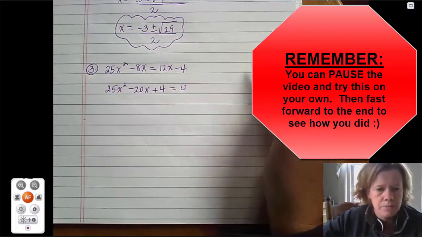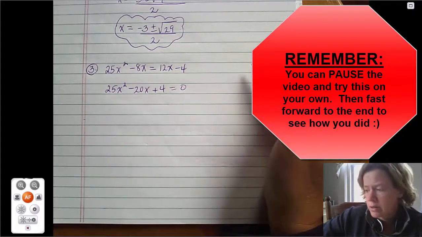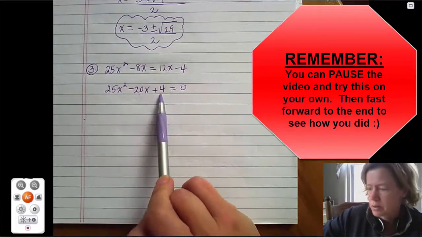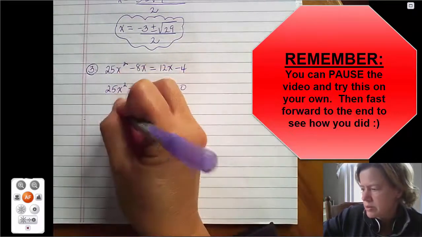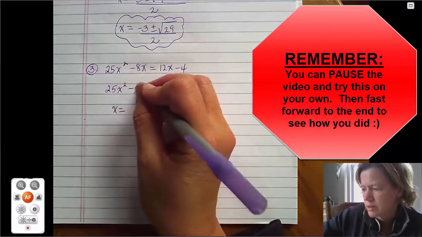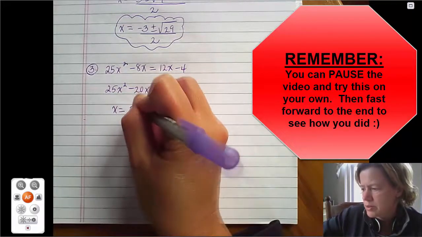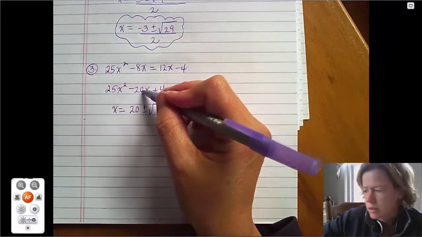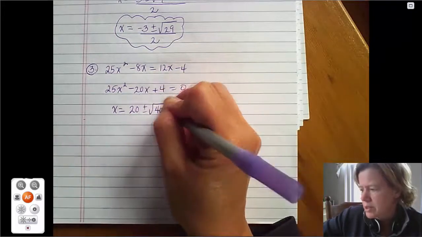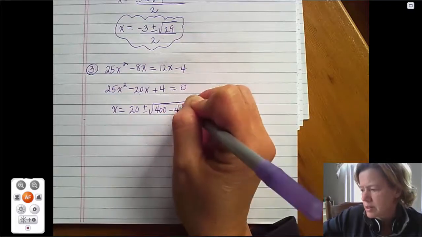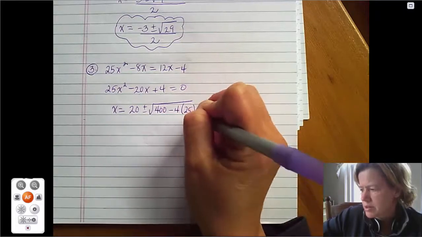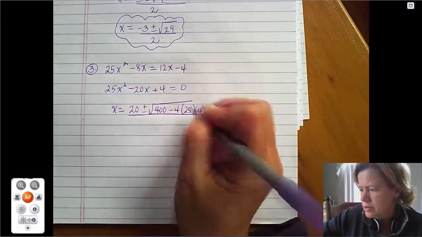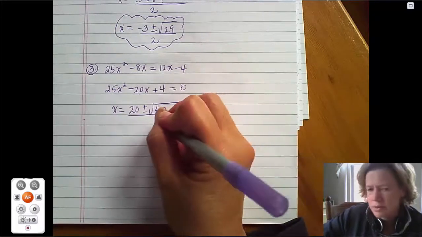Okay, here your a value is 25, b is negative 20, and c is 4. So x equals your negative b, negative negative 20 is 20, plus or minus the square root of b squared, negative 20 all squared is 400, minus 4 times a is 25, times c is 4, all over 2 times a, 2 times 25 is 50.